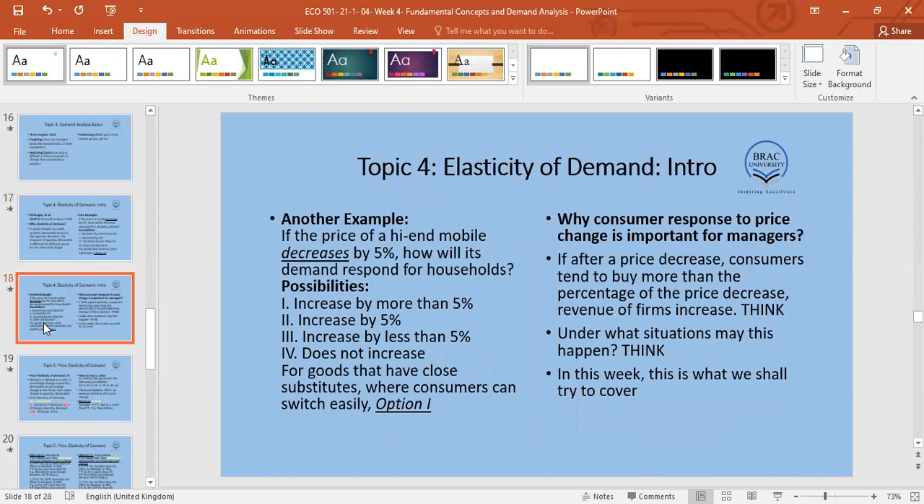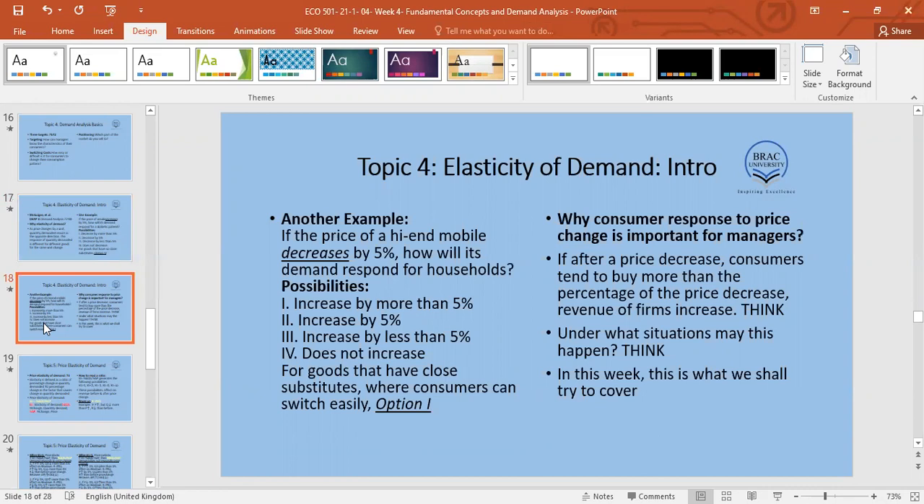Another example is if the price of a high-end mobile decreases by 5%, we will definitely expect that its quantity demanded will also increase, but it will increase by how much? Again, will it increase by exactly 5%? Will it increase by more than 5%? Will it increase by less than 5%? Or will it not increase at all? So if after a price decrease, consumers tend to buy more than they did percentage wise, this is a positive effect on revenue of the firm.